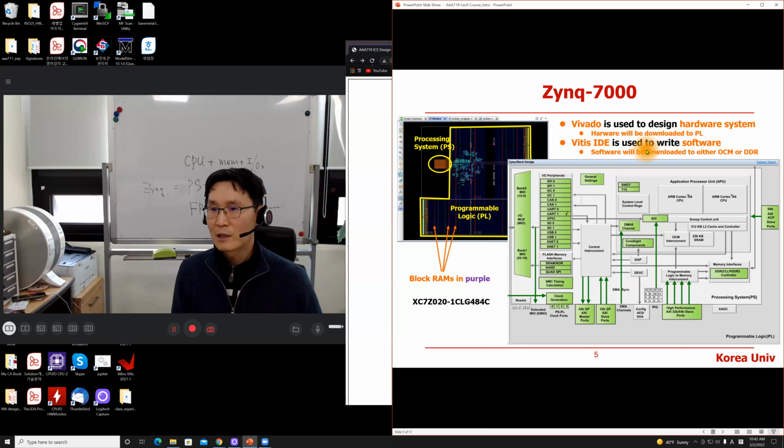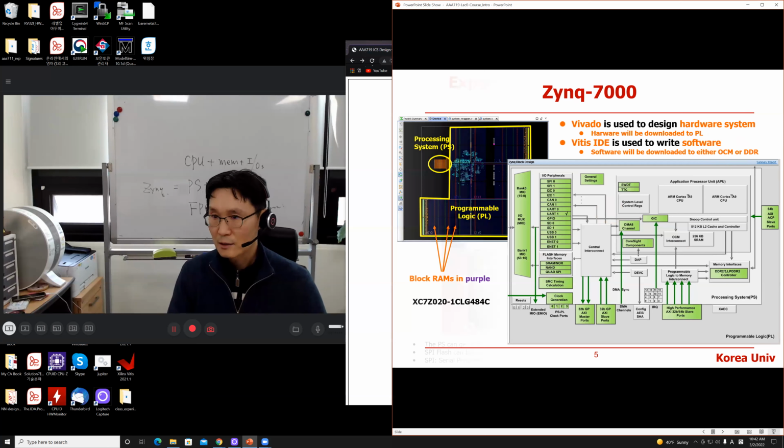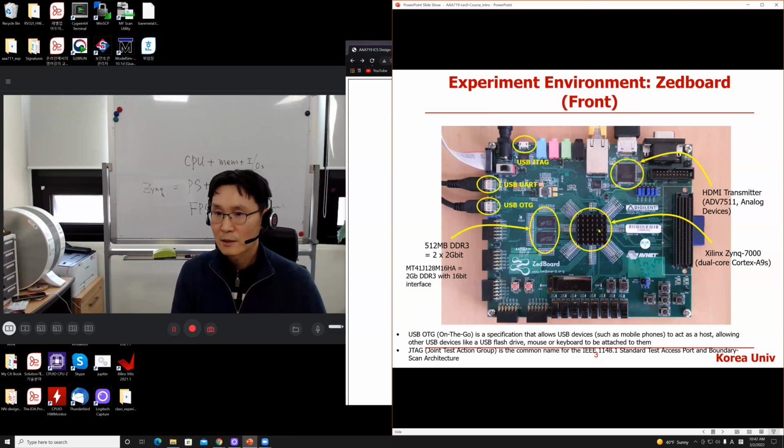So after developing hardware and software, you can download the hardware to the PL section. And the software goes to either on-chip memory, which is inside this orange rectangle, or it can go to DDR, the external memory. So either on-chip memory or external memory.